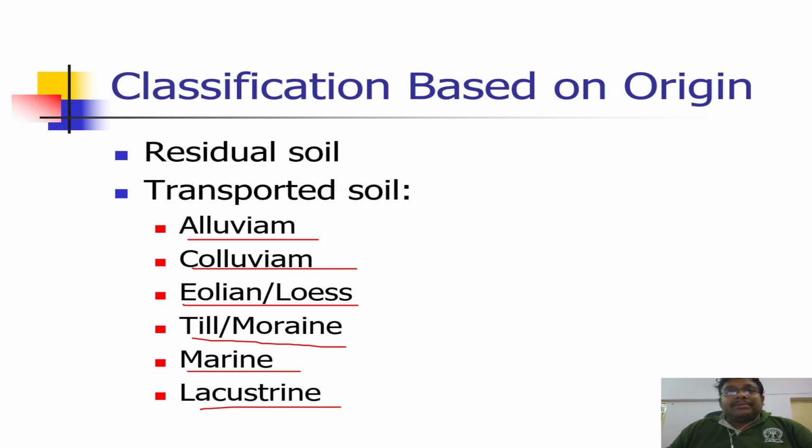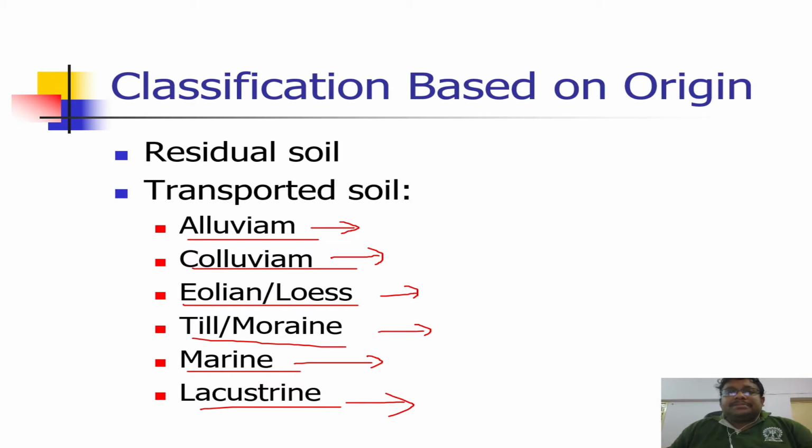Remember, we call a soil alluvial when the transporting agent is a river. We call a soil colluvium when the transporting agent is gravity. The aeolian and loess soils are formed due to the transporting agent of air. The till and moraine soils are formed due to the transporting agent of glaciers, and marine, as the name suggests, forms due to the transporting agent of the ocean, whereas lacustrine soils are formed due to the transporting activities of lakes.